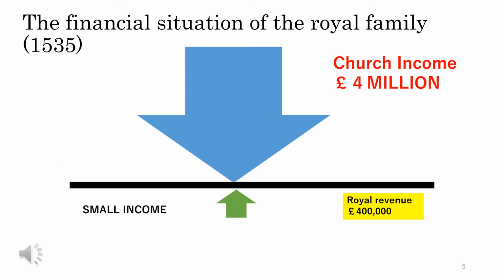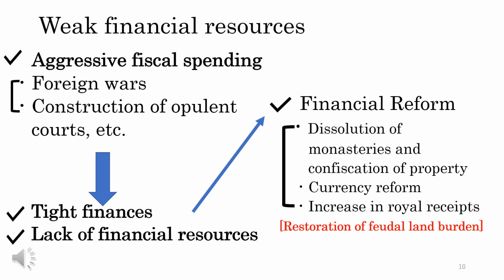As for the financial situation of the royal family at that time, the royal domain was only one-tenth of the church domain. With these fragile financial resources, the royal family was unable to pay for foreign wars and the construction of an opulent court. With finances in dire straits, financial reforms were planned to make up for the lack of resources. In addition to the dissolution of churches and monasteries with huge assets, confiscation of their properties, and coinage, the government focused on the burden of land, which had been a condition of feudalism, in order to recover royal revenue. This is the feudal land burden.